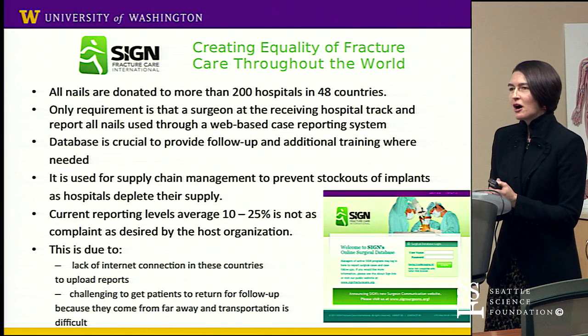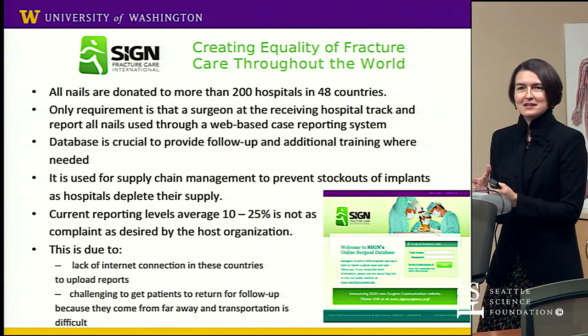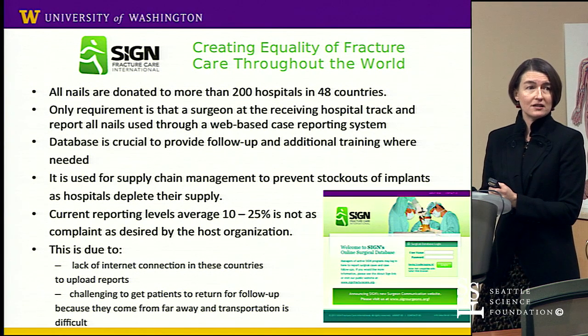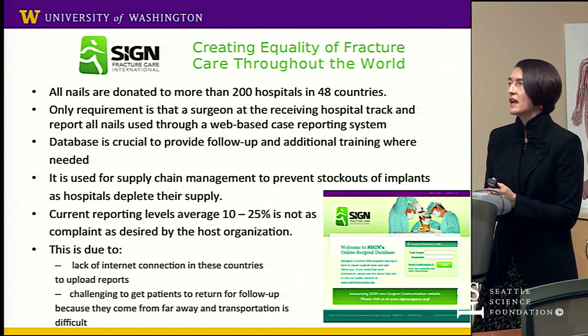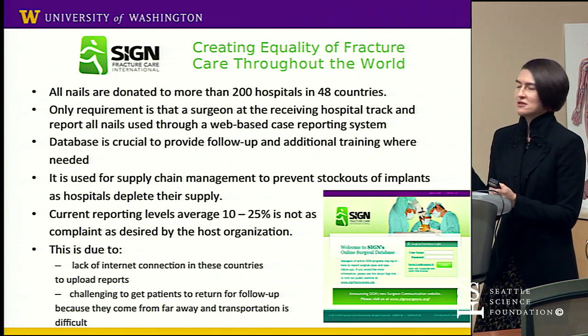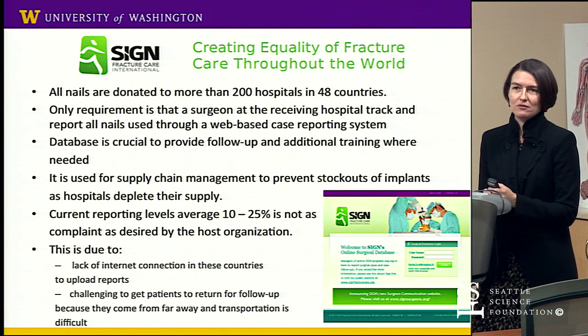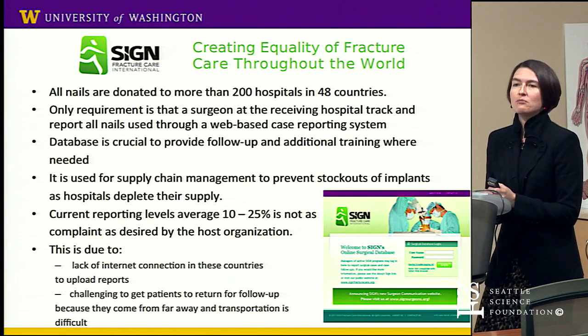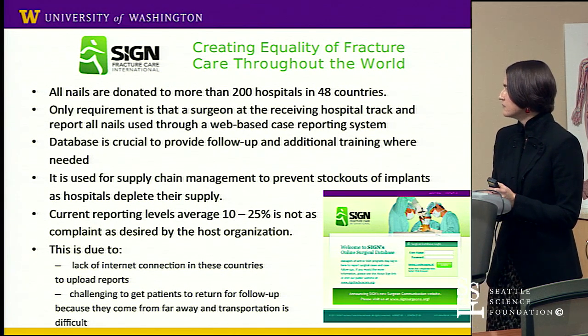They've even said that it's a requirement to be a SIGN hospital that you have a certain percentage of cases that you upload into this system. And they wondered if there is a better way to improve it. I think currently the reporting levels were in the 10 to 25%, and they obviously would love to see 100%. So my job was to figure out a way to maybe improve that reporting criteria.